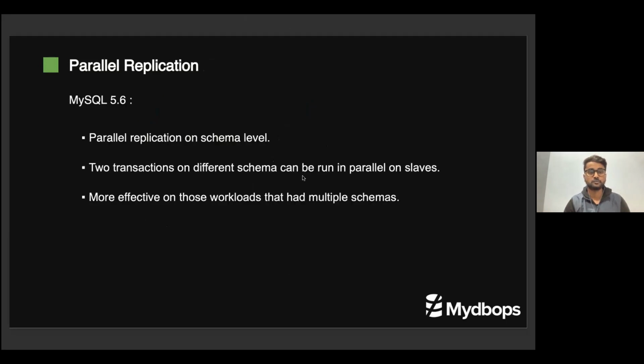So we will discuss parallel application in MySQL 5.6, MySQL 5.7 and 8.2. In 5.6, parallel application is based on the schema level. Parallel application will only apply when we have multiple schemas, or an environment where we are using multiple schemas. It can't be applied on a single schema which has many tables and writes coming on those many tables; those will all be sequential. So two transactions on different schemas can be run in parallel on the slave.